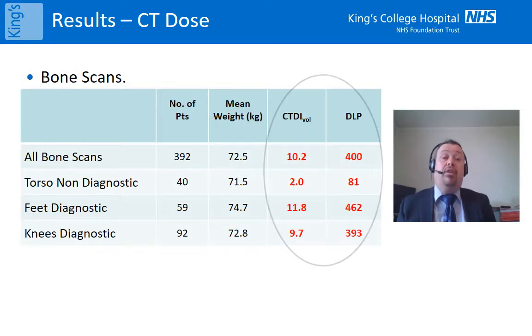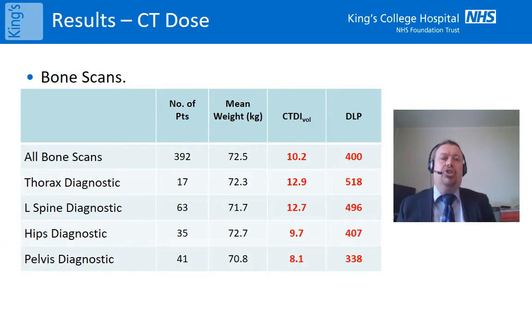You can see here the DRL for a variety of bone scans. Whilst the overall DRL for bone scans is 10.2 milligray for the CTDI and 400 for the DLP, there is a range of values depending on the anatomical location and the choice of CT scan parameters. Shown here are some more values for other bone scans. Again, you should note that the value for all bone scans is not really representative.